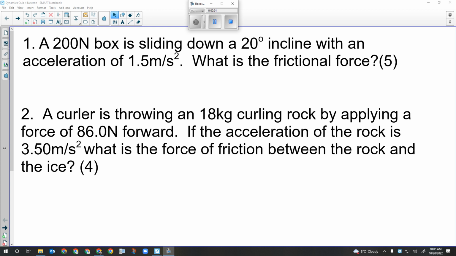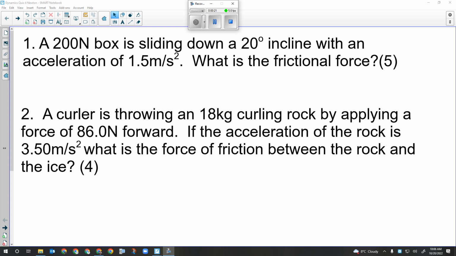Okay, so here's your quiz, guys. We've got to watch for units. Units are kind of crucial here. It's a 200 Newton box sliding down a 20-degree incline. Acceleration is 1.5 meters per second squared. You're looking for the force of friction.